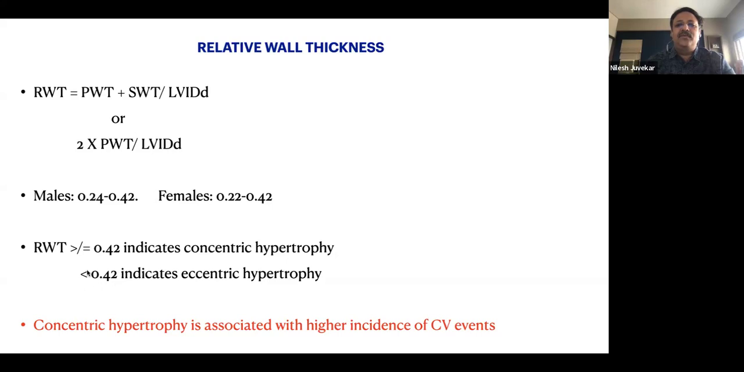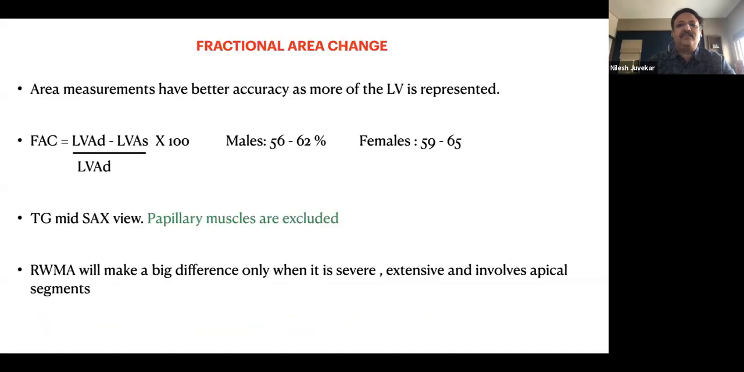Why is this important? This is because it is known that concentric hypertrophy is associated with higher incidence of cardiovascular events. So it is always better to write what is the LV wall thickness in addition to the LV systolic function.